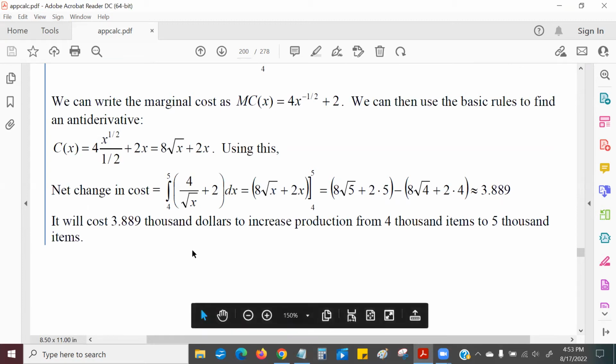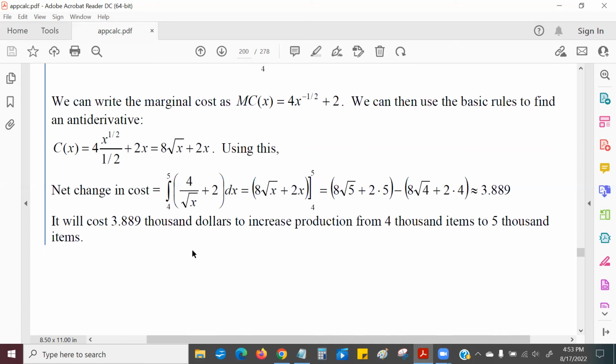So it's going to cost $3,889 to increase production from 4,000 items to 5,000 items. Now, it may cost that much more, but hopefully you're going to make a bunch more. So that's of course what we always hope for.